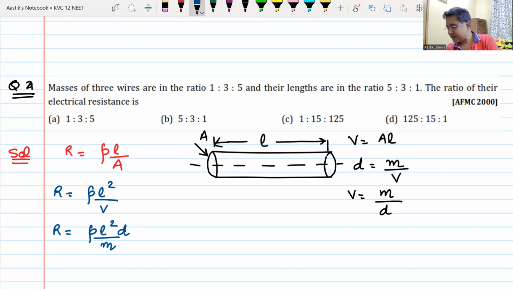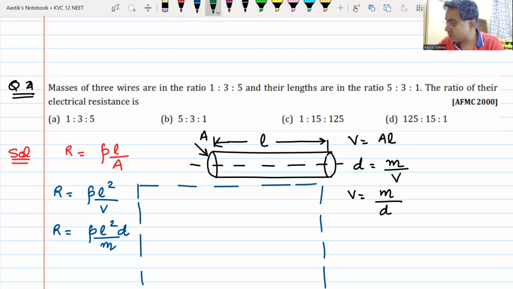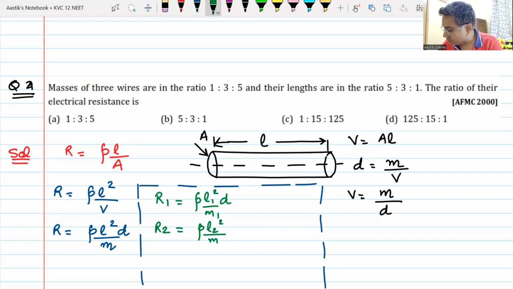Now I can find the ratio of their resistance. I have derived this formula. Now I can use this formula. Resistance R1 will be equal to rho L1 square by M1 into D. Resistance R2 will be equal to rho into L2 square by M2 into D. Resistance R3 will be equal to rho into L3 square by M3 into D. Yes or no?